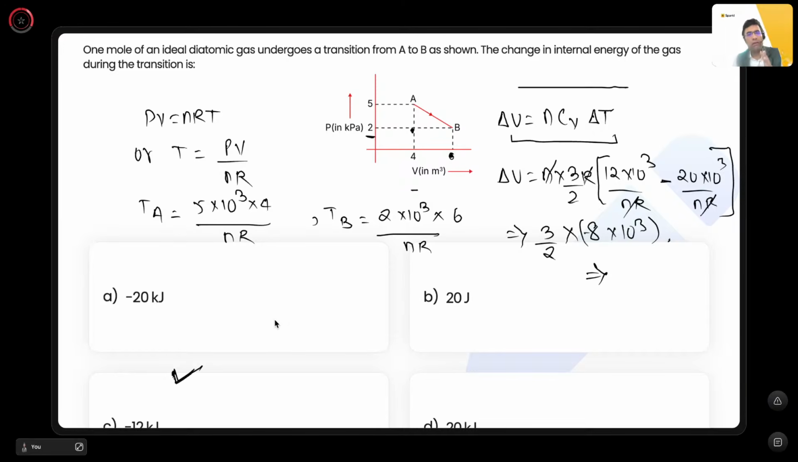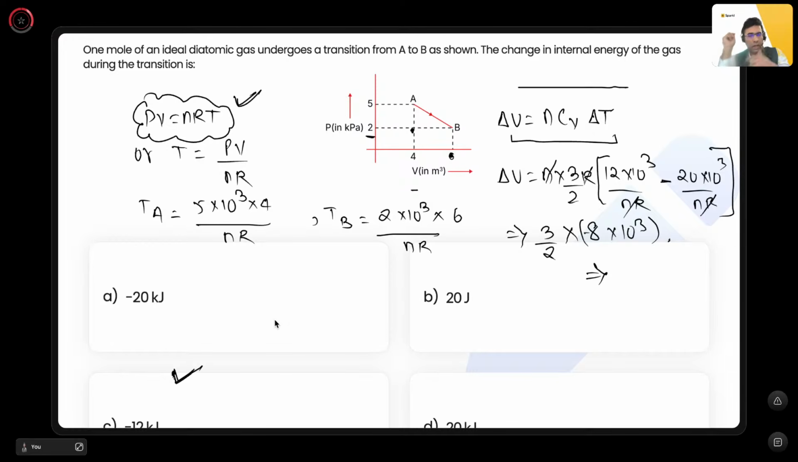So always remember, whenever you have to find temperature from a PV graph, you just have to apply the ideal gas equation over here. All right. So thermodynamics again is a very important portion. All you need to do in thermodynamics is study the formulas, learn the formulas for each and every process. While solving the question, first identify the process, which process is given, and then identify what is asked.